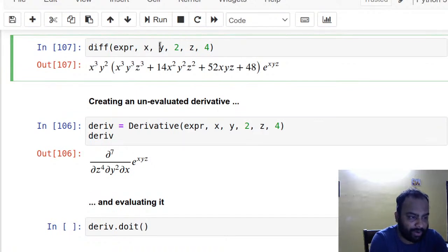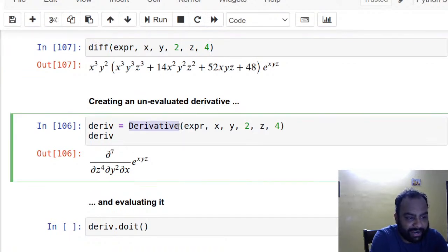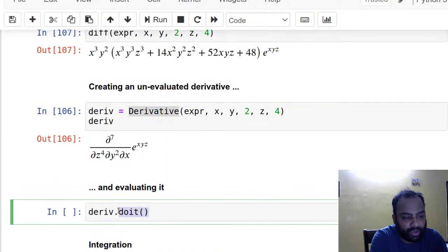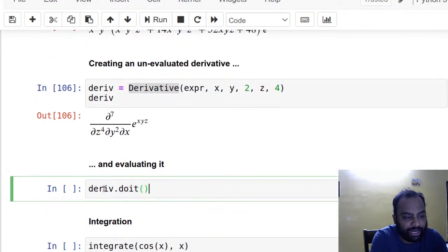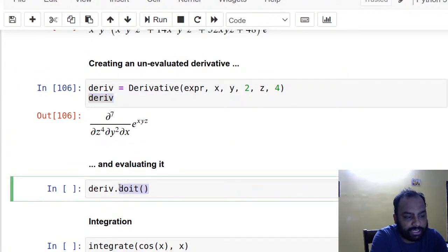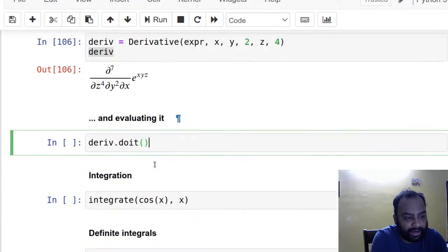Right, the derivative is calculated immediately. Here, if I say derivative, then this is left as an unevaluated derivative. And then if I say do it, so essentially this is a method. If I call the do it method on top of it, so this was the expression here. And on the expression, if I use the do it method, then it is evaluated.